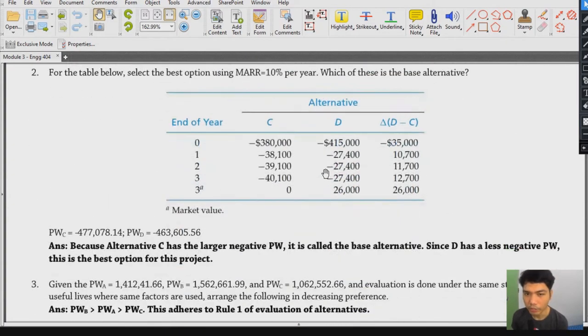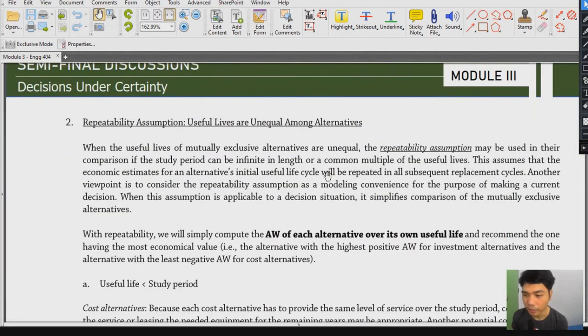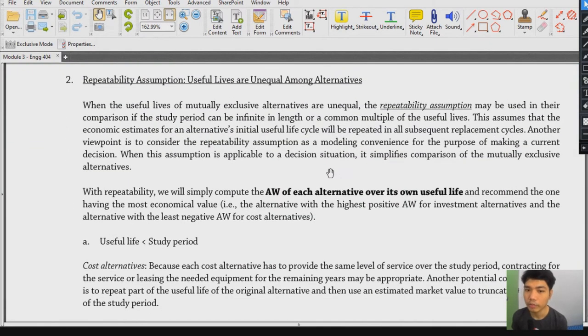And I can now proceed, siguro, to what we call the repeatability assumption. I already discussed this before, so ulitin lang siguro natin, no? If we have the repeatability assumption, alam naman natin that our study period is not equal to the useful life. Among the alternatives, meron tayong iba-ibang comparison ng study period or useful life. So, we will simply compute for the AW over its own useful life. That is the main goal of the repeatability assumption.